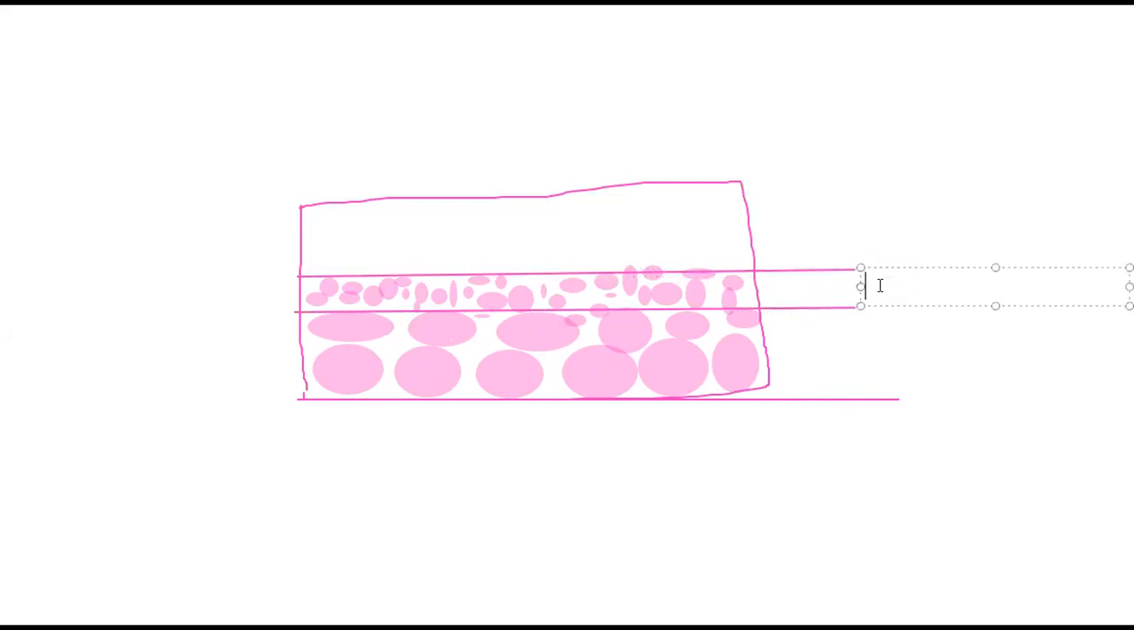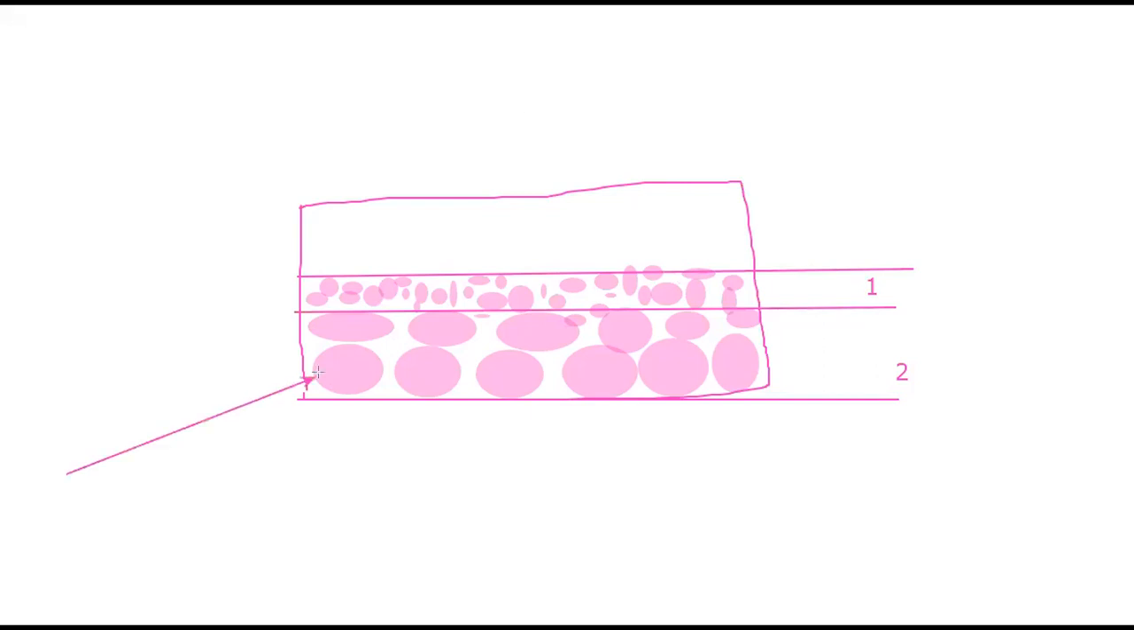The bottom one? Yes, the bottom one definitely has more. Why does it have more? Because the particle size here is bigger. So even if they get closer, there is a lot of space between them. Here the particle size is smaller.